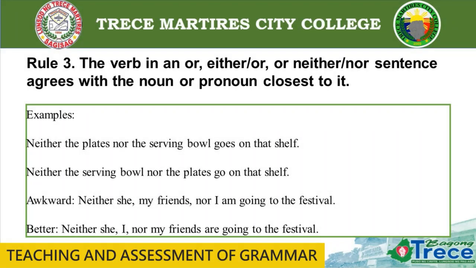Let us now go to the third rule, which is the verb in an or or neither-nor sentence agrees with the noun or pronoun closest to it. As for example in here, neither the plates nor the serving bowl goes on the shelf. Neither the serving bowl nor the plates go on that shelf. Well, in an awkward way, neither she, my friend, nor I am going to the festival. But there is a better one, which is neither she, I, nor my friend are going to the festival.